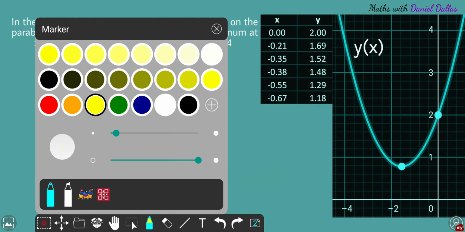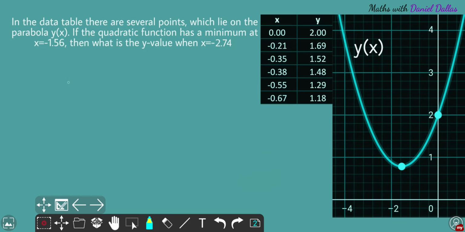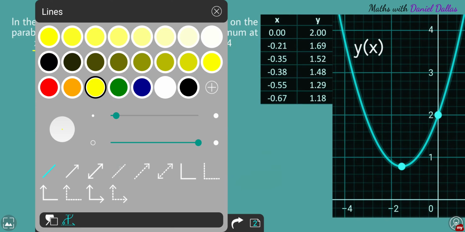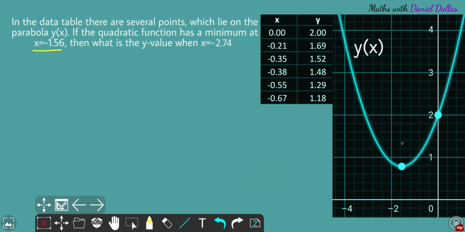All right, so let's start from the easiest way, and let's first have a look at the x corresponding to the minimum value. What does the minimum value mean? It means that the axis of symmetry definitely will go through this x coordinate. So the equation of the line of symmetry is going to be x equals negative 1.56. So this is the line of symmetry.